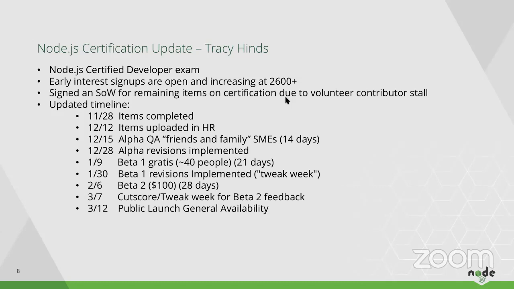Next on the agenda is an update on certification from Tracy Hines. Tracy, can you give us an update? Yeah, so the early interest signups are up at this point above 2,600. So that's folks who wanted to participate in the alpha and beta parts of the project. We did have a stall in volunteer contributors due to them having a lot of other work to do this time of year regarding finishing the items. So we've had to update. Unfortunately, we've had to push out the timeline for release quite a bit.